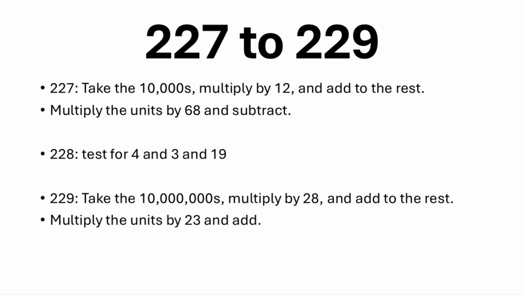227, take the 10,000s, multiply by 12, and add to the rest. Multiply the units by 68 and subtract. 228, test for 4 and 3 and 19.